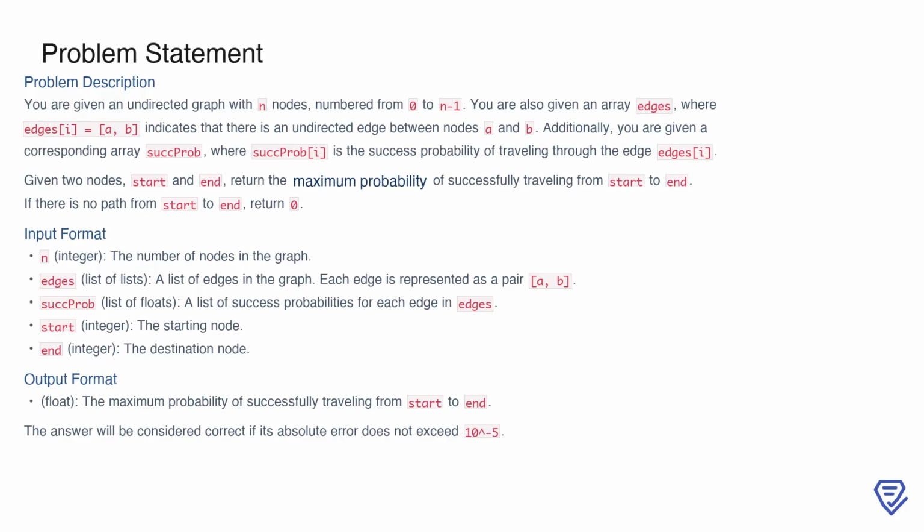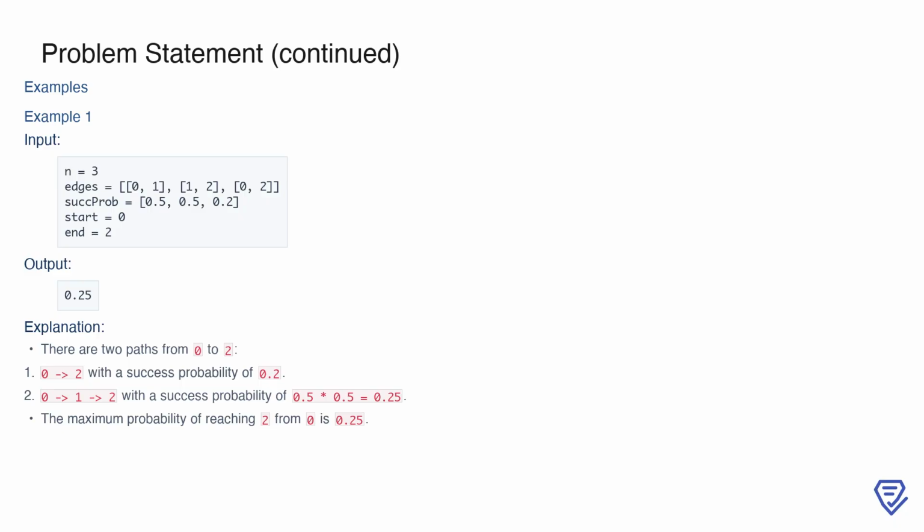The input includes the number of nodes, the list of edges, their success probabilities, and the start and end nodes. The output is a single floating point number representing the maximum probability, with a precision requirement of up to 10^-5. To better understand the problem, let's consider the first example.